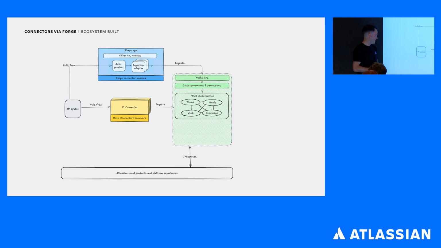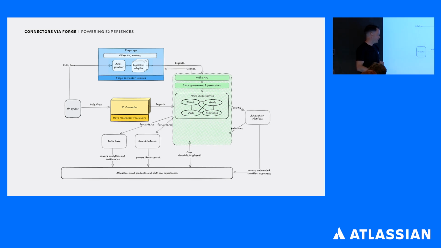And then that flows through and lights up those platform experiences. So it goes into our data lake for analytics. It can go into our search indexes for enterprise search and Rovo, and into the automation platform as well. So you can use it to fire up automations.